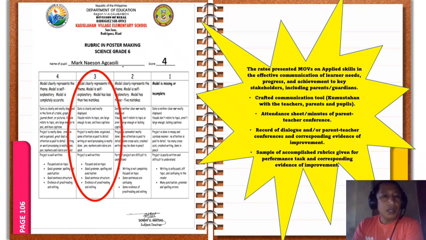Then another is rubric imposter making. So ayan yung rubric na ginawa. Then the RATI presented MOVs on applied skills in the effective communication of learner needs. So, he presented the crafted communication tool or the kumustahan with the teachers, parents, and pupils, attendance sheet, records of dialogues, and sample accomplished rubrics. So, ito po.